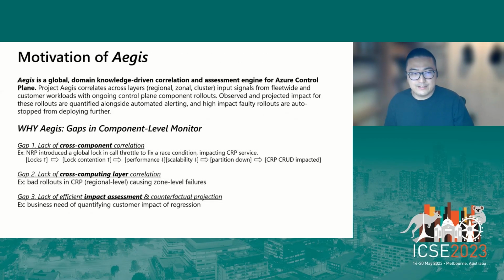Aegis at its core is a global domain knowledge-driven correlation and impact assessment engine for Azure control plane. What it does is cross-correlate platform reliability and latency signals measured from fleet-wide scenario workloads with control plane component changes. For those suspicious component changes, it alerts the corresponding component team. And for those really bad ones with high customer impact, it can trigger auto stop so that it controls the blast radius of a bad change.